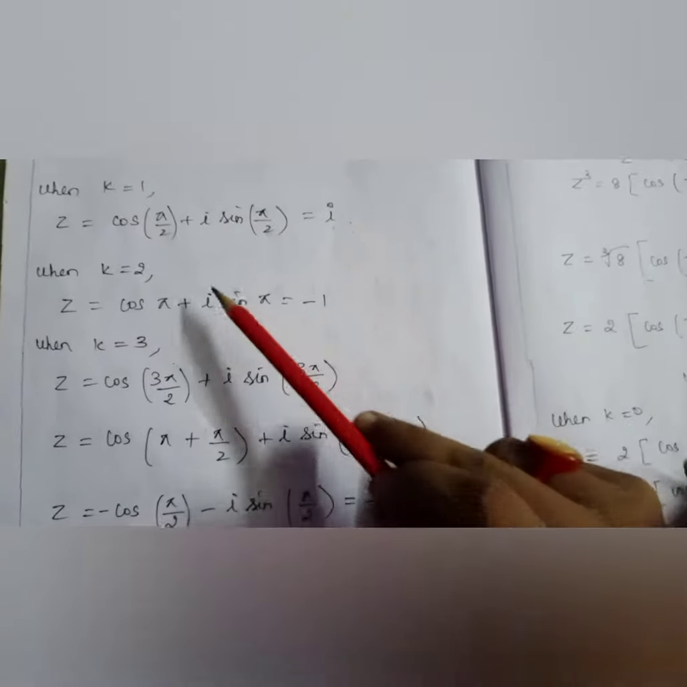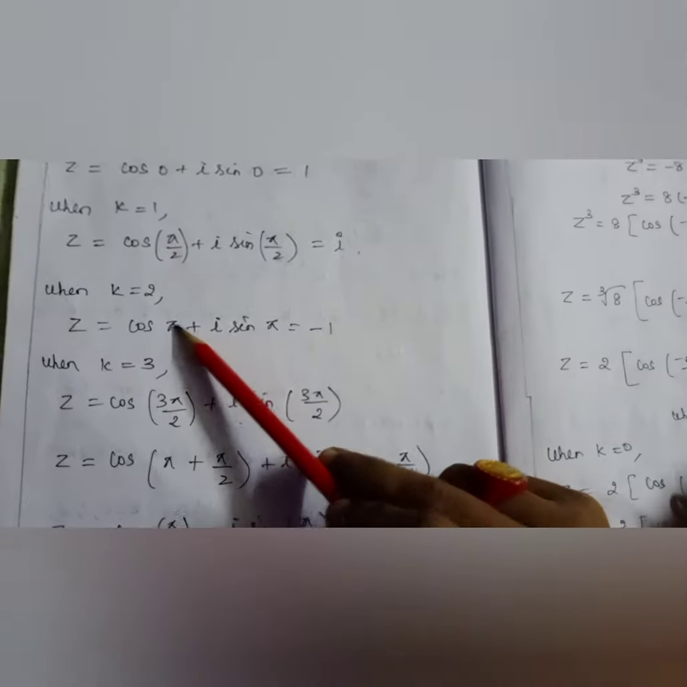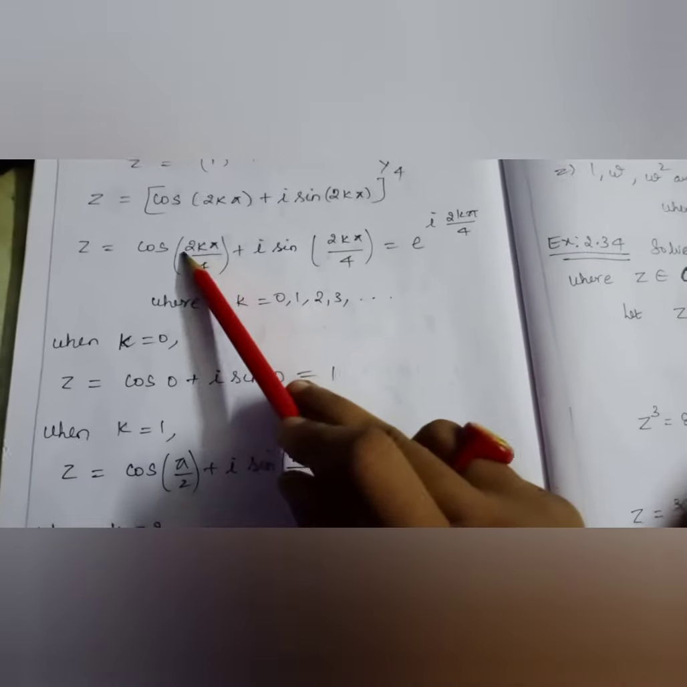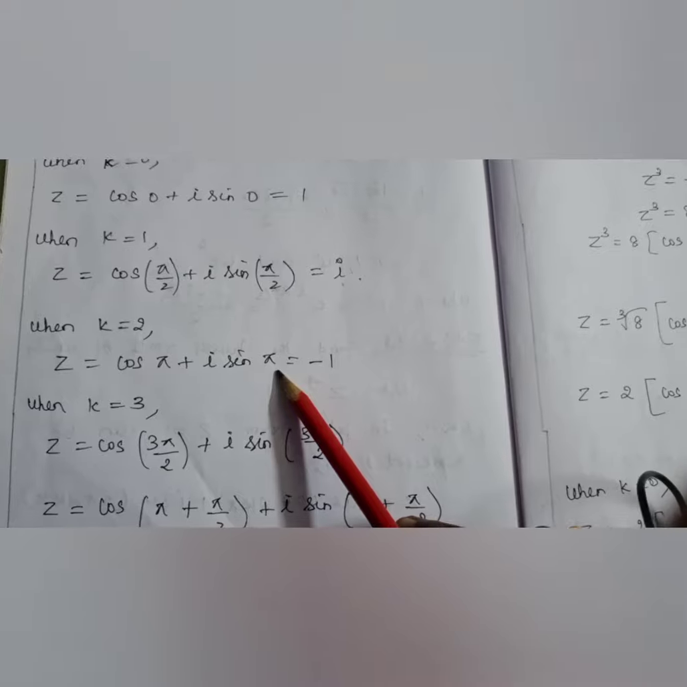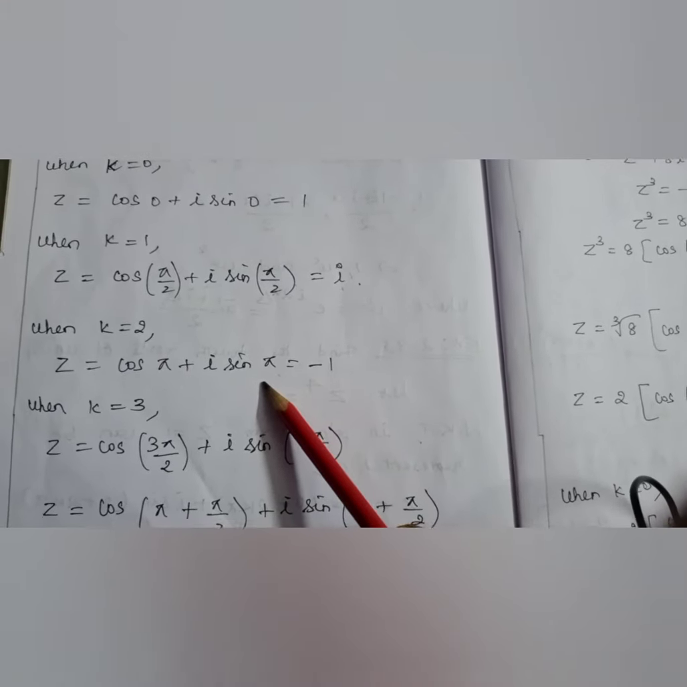Now we will substitute for k equal to 2. When I am substituting k as 2, this will become 2 into 2, 4. 4 and 4 will get cancelled. So I will get cos π plus i sin π. And we know that cos π is minus 1 and sin π becomes 0.